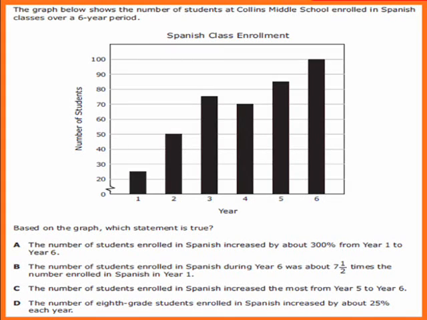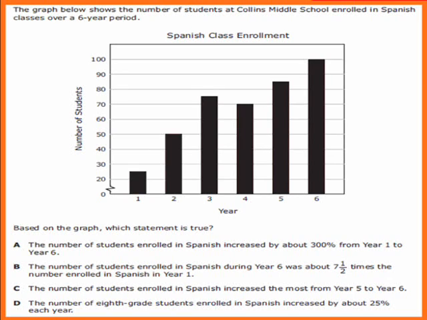The graph below shows the number of students at Collins Middle School enrolled in Spanish classes over a 6-year period. Based on the graph, which statement is true? A, the number of students enrolled in Spanish increased by about 300% from year 1 to year 6.